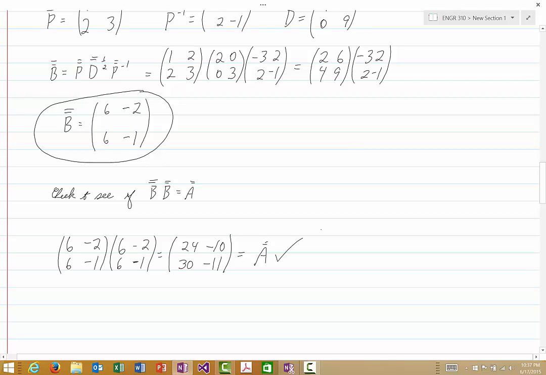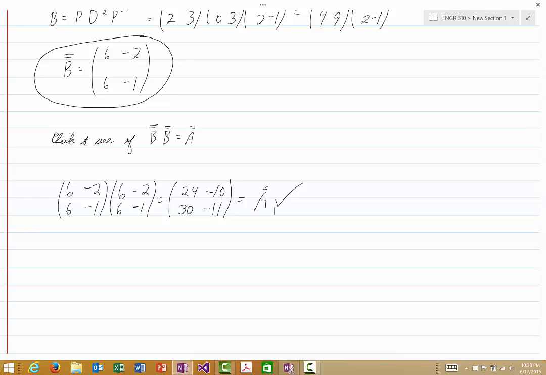So we see that this technique of diagonalizing and then doing the appropriate operation on D works even if n is not an integer. And so this is a very interesting way to calculate the square root of a matrix. So now we'll just have one problem related to that procedure.